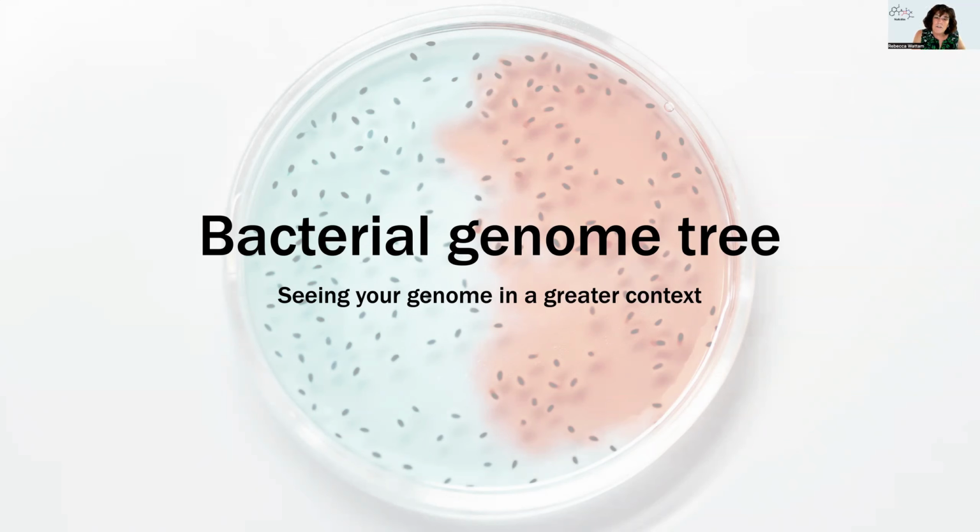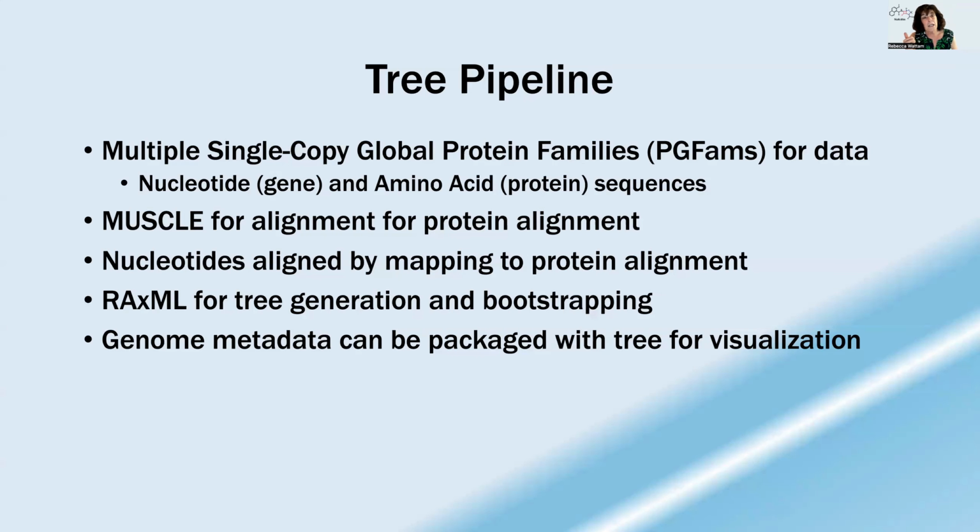The bacterial genome tree allows you to see your genome in a greater context. All phylogenetic trees do that, but this is a particularly sweet service. So the tree pipeline uses single copy global protein families. They're called PGFAMs for the data. And from these, they take the genes and the protein sequences. So it's taking both nucleotide and amino acid.